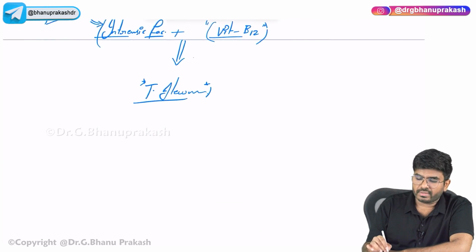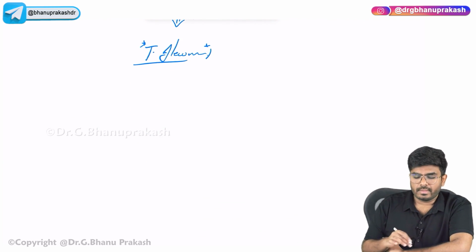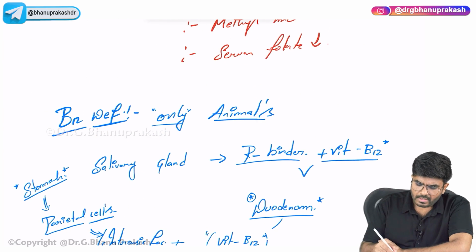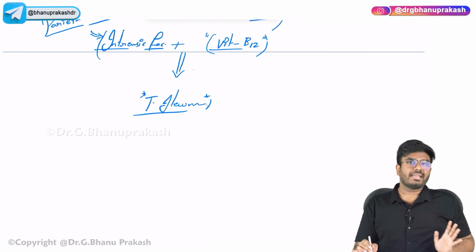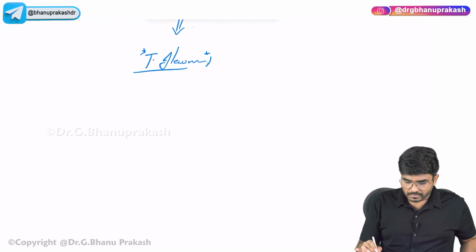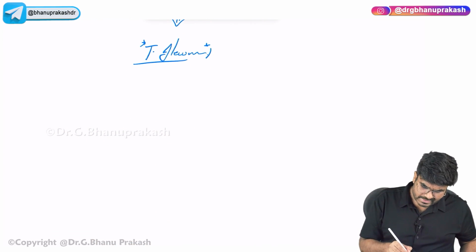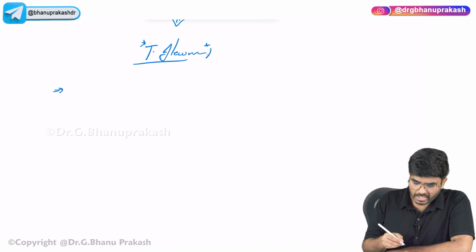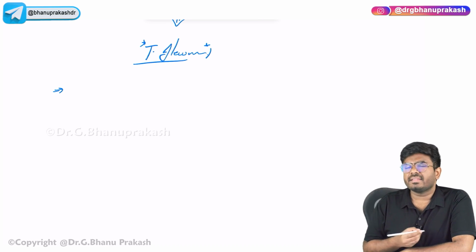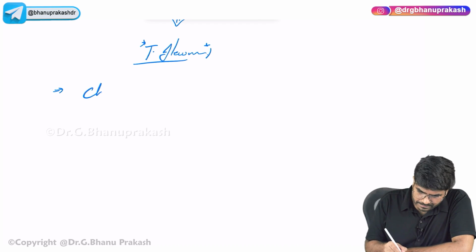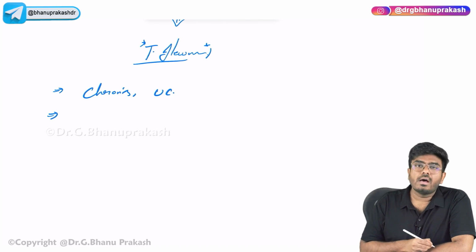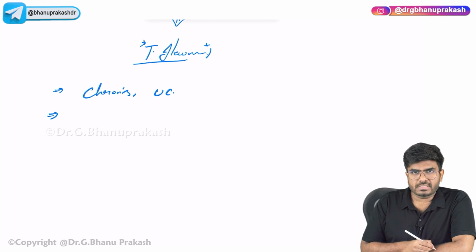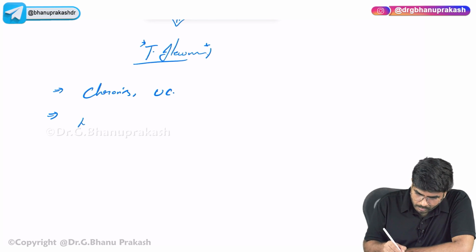Now, why does someone get vitamin B12 deficiency? One reason is if they are a pure vegan, completely avoiding animal products, that can lead to vitamin B12 deficiency. Or diseases like malabsorption syndromes, anything like Crohn's, ulcerative colitis, or parasitic infections like Diphyllobothrium.